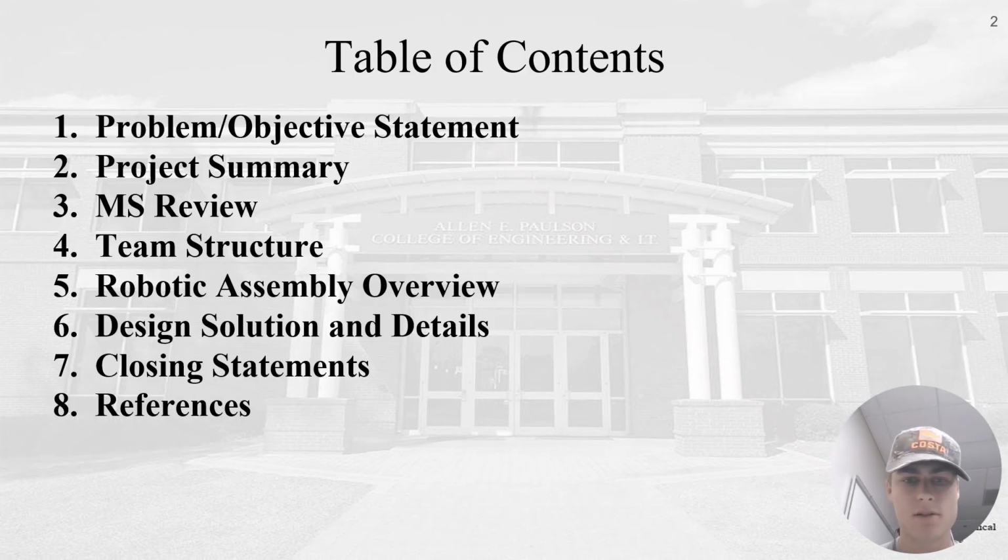Here's my table of contents. We're going to go through the problem/objective statement, followed by the summary. Then we're going to review milestone presentations. We're going to look at team structure, robotic assembly overview, design solutions and details, closing statements, and we'll have some references at the end.